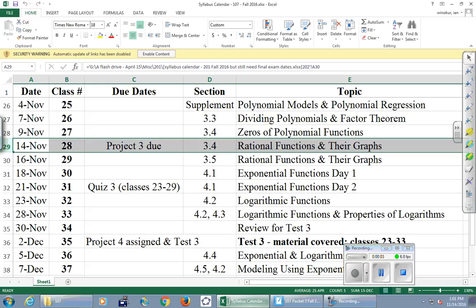Okay, gang, welcome back. Today is class number 28. Project number 3 is due right now, so throw it in the folder. Even if it's incomplete, throw it in the folder. Whatever you've got right now, throw it in the folder.